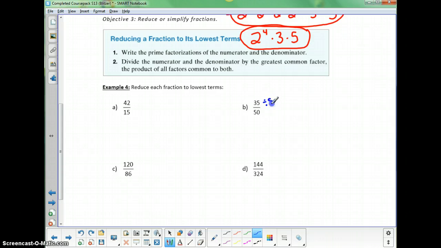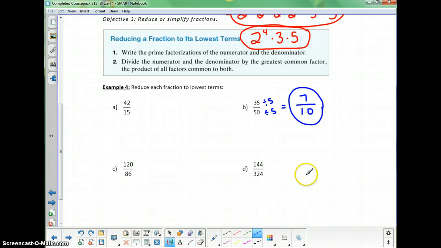So without completely factoring them, I know that I can divide them both by 5 because one ends in a 5, one ends in a 0. And that's going to allow me to simplify it a little bit. And once I simplify it a little bit, I'll be able to see if there's any more I can do. Once I divide them by 5, I get 7/10. Since those numbers are a lot smaller, I know that 7 is prime, and there's no number that goes into both 7 and 10 besides 1. So that would be reduced.